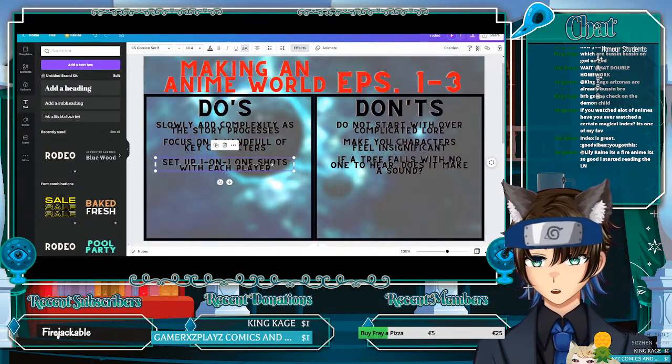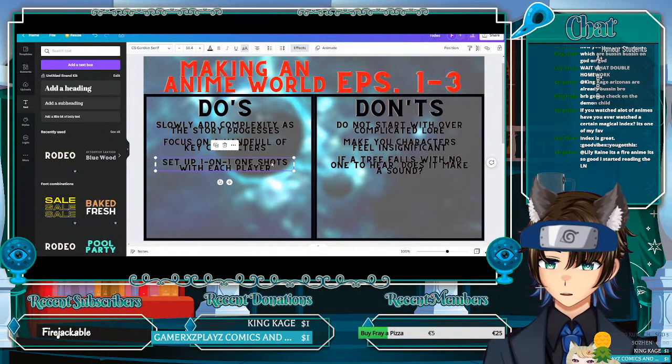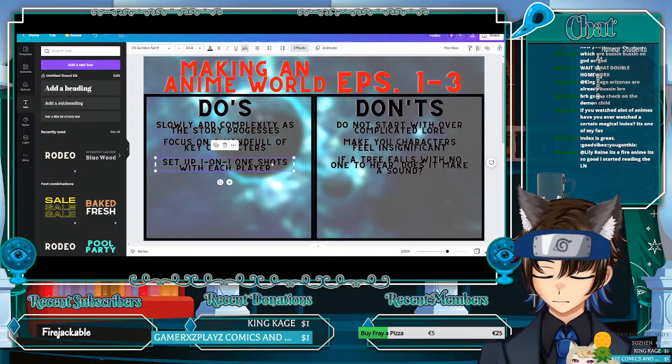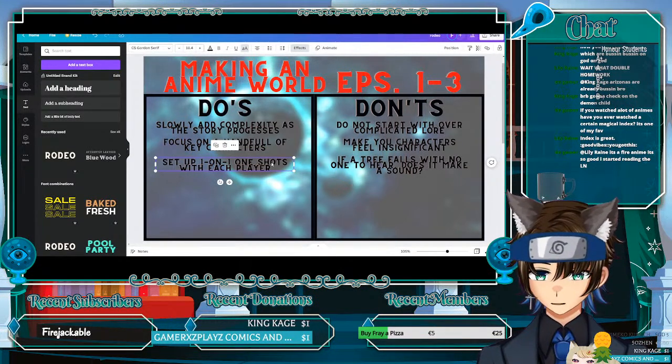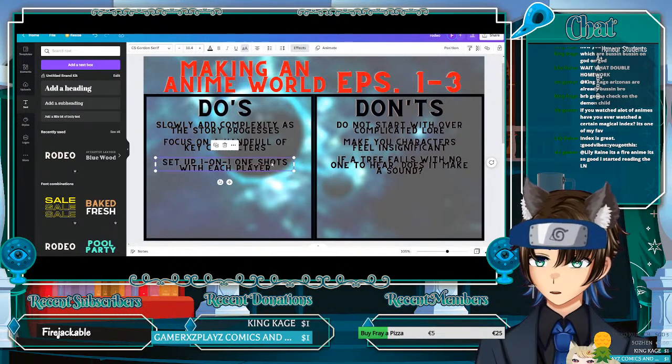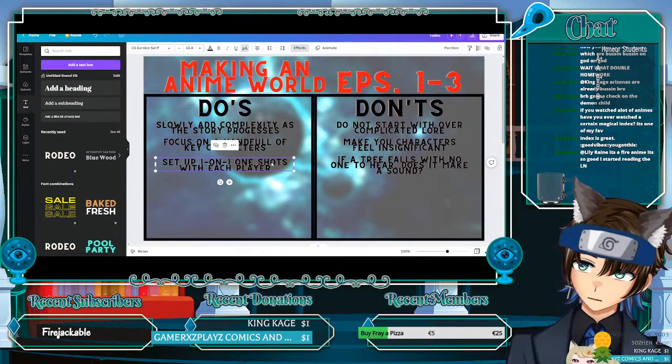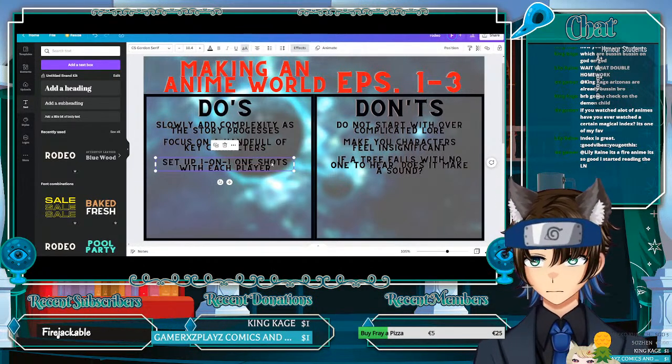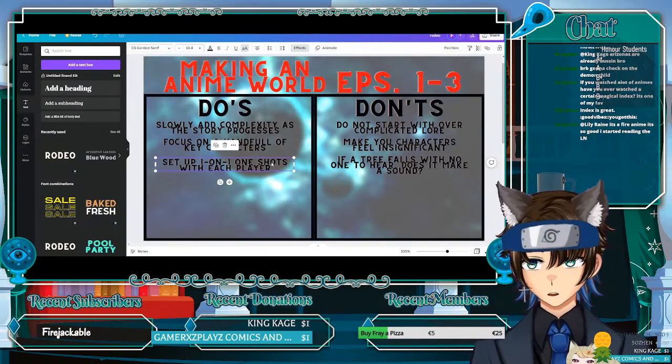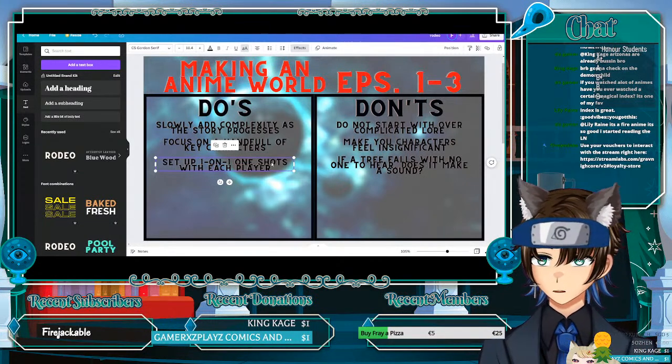Thirdly, try to set up one-on-one one-shots with each player. It'll allow them to sort of engross themselves in the story. It'll allow them to get to know their characters. It'll allow them to understand why their character's in the world. That prevents things like murder hoboing. It drastically reduces the chance of derailing because the players want to know more about their character.